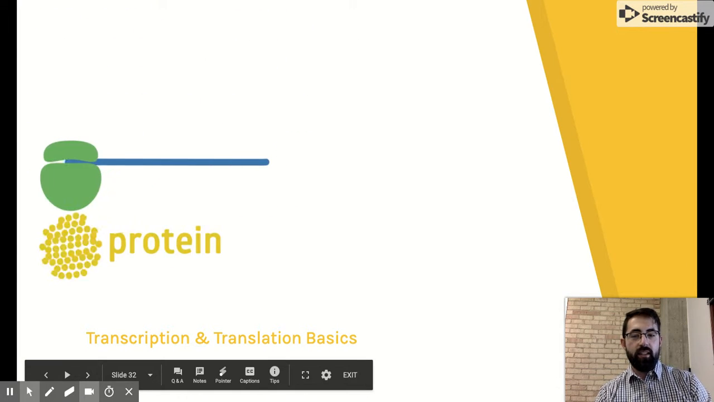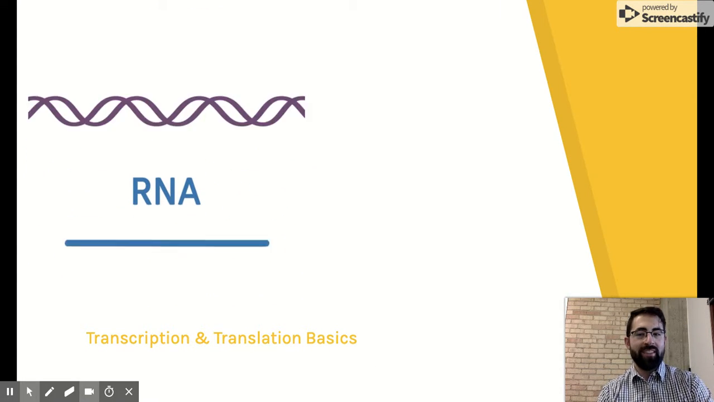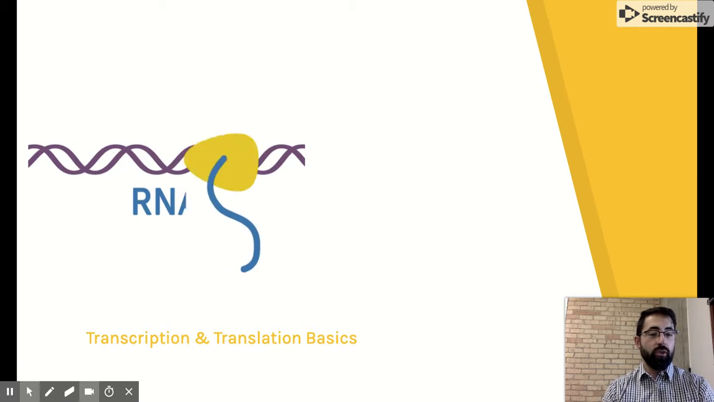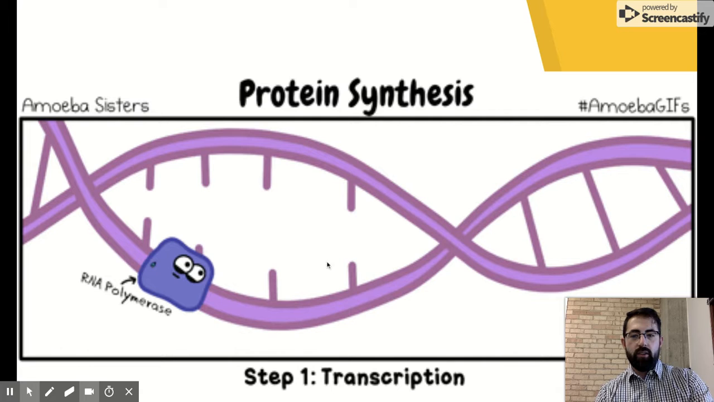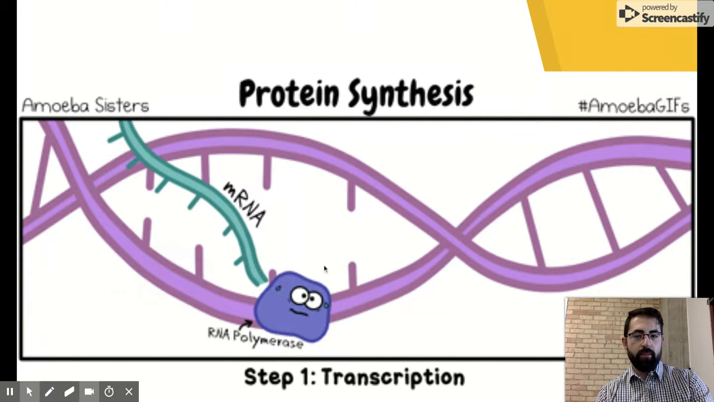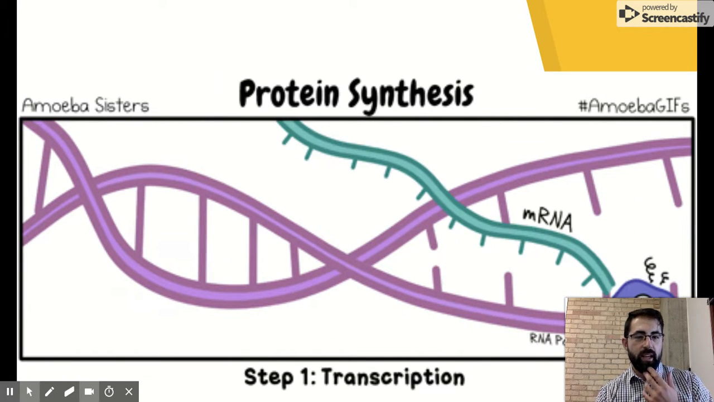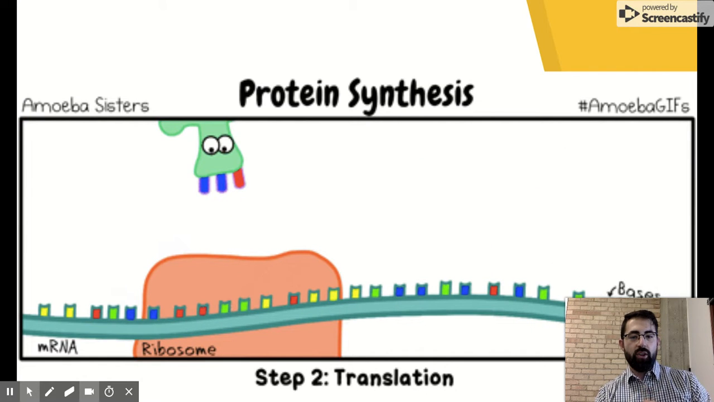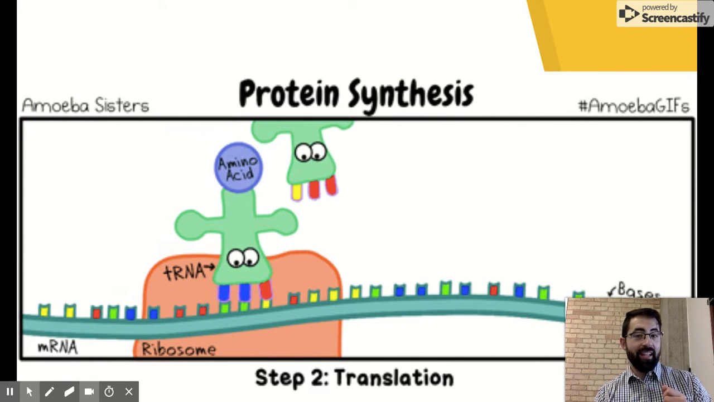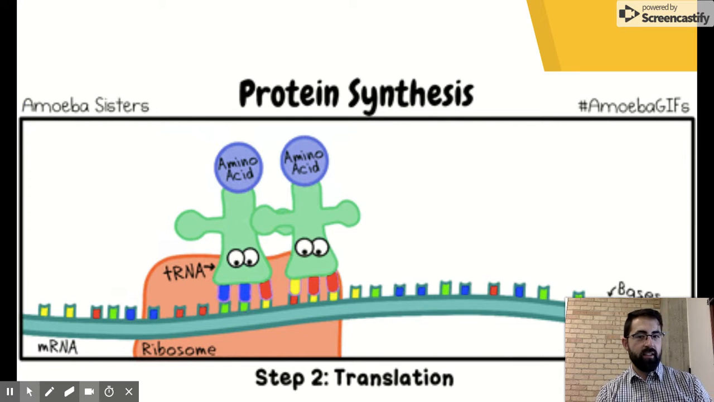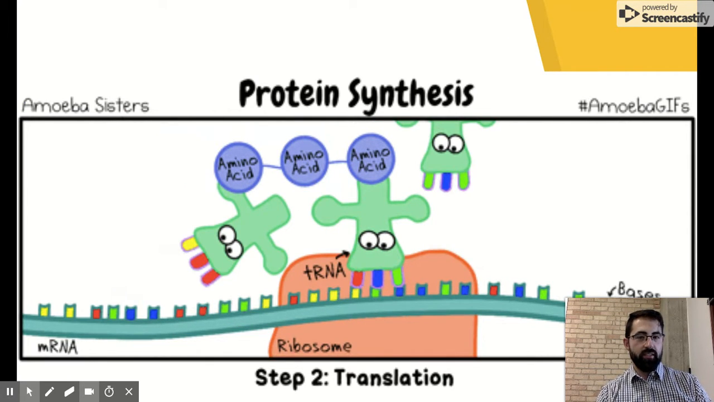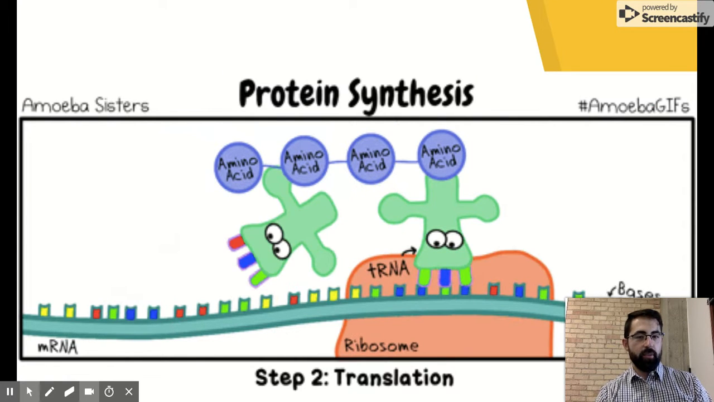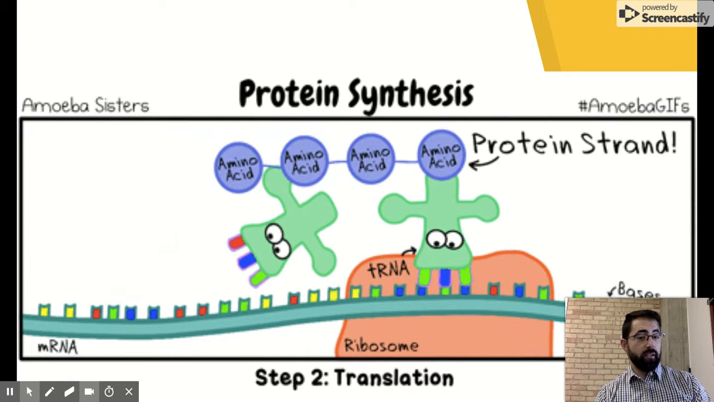Again, our handy-dandy transcription translation basics. We're now in the second half, where RNA is turned into a protein. So essentially, if RNA polymerase comes along and an mRNA strand is made, this strand then goes out into a ribosome, and tRNAs, transfer RNAs, transfer amino acids, the building blocks of proteins, on together to make a protein. So that's the basics of it, the protein strand.